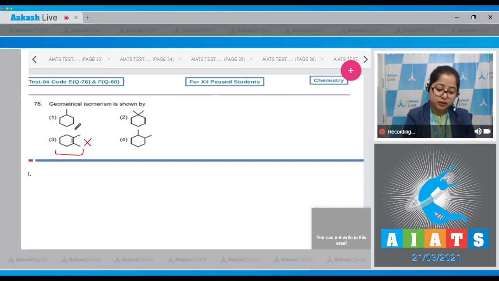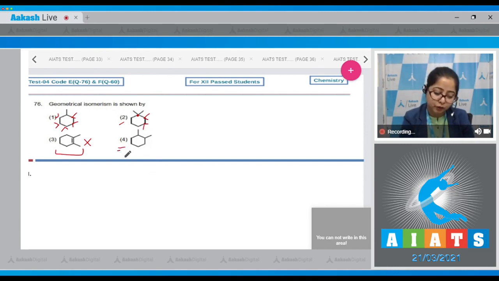Moving to option number 1, in this case there is only one alkyl group attached, and on the rest of the carbon atoms there are two hydrogen atoms attached with each carbon atom. Therefore, option number 1 will also not show geometrical isomerism. Moving to option number 3, in this case there are two methyl groups attached on the same carbon atom, and on the rest of the carbon atoms there are two hydrogen atoms attached. Again, the compound will not show geometrical isomerism.